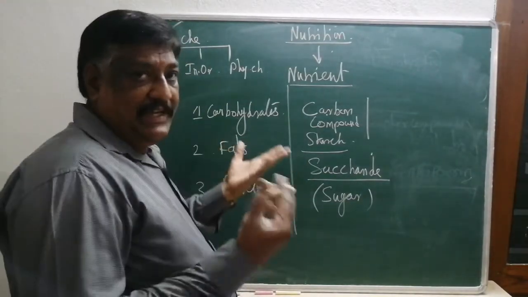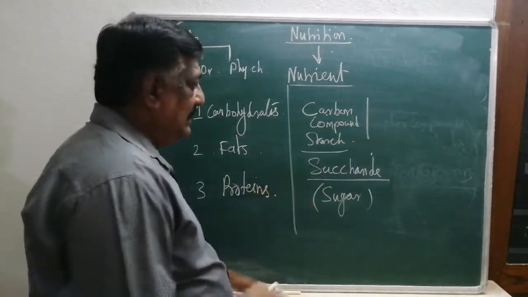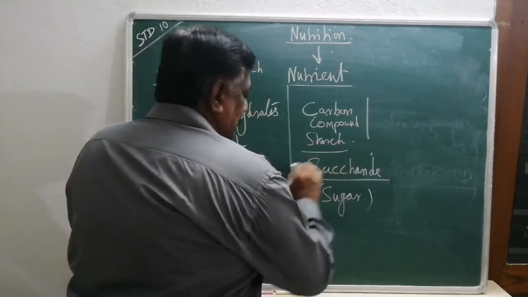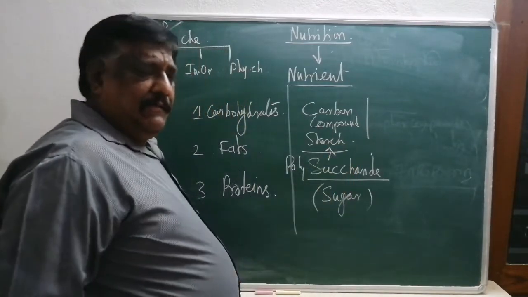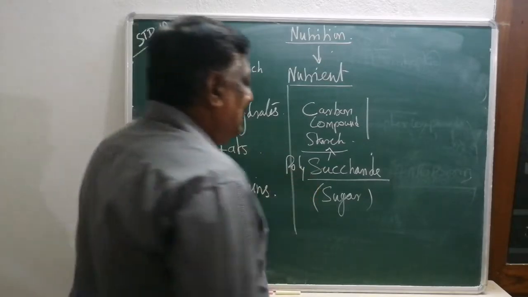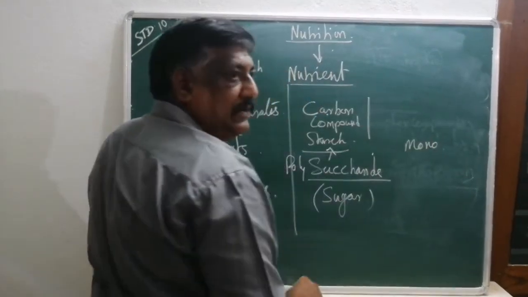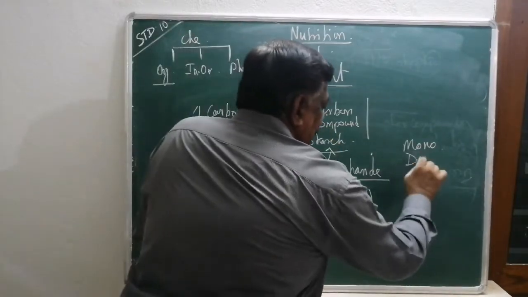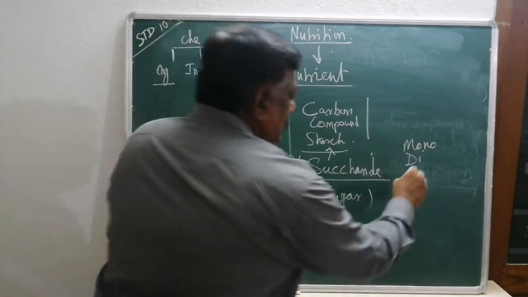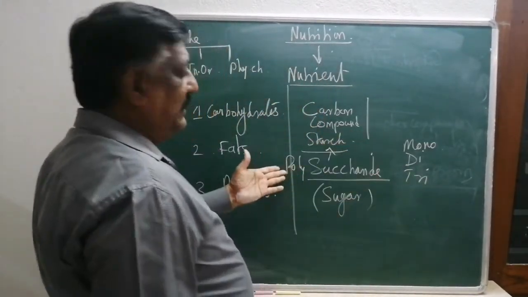Okay, poly means many. Many saccharides are joining. It is called the polysaccharide. Starch is a polysaccharide. But the very simplest form of saccharide is monosaccharide. Single. When two monosaccharides join, it is disaccharide. When three are joined, trisaccharide. And more than two, it is poly.